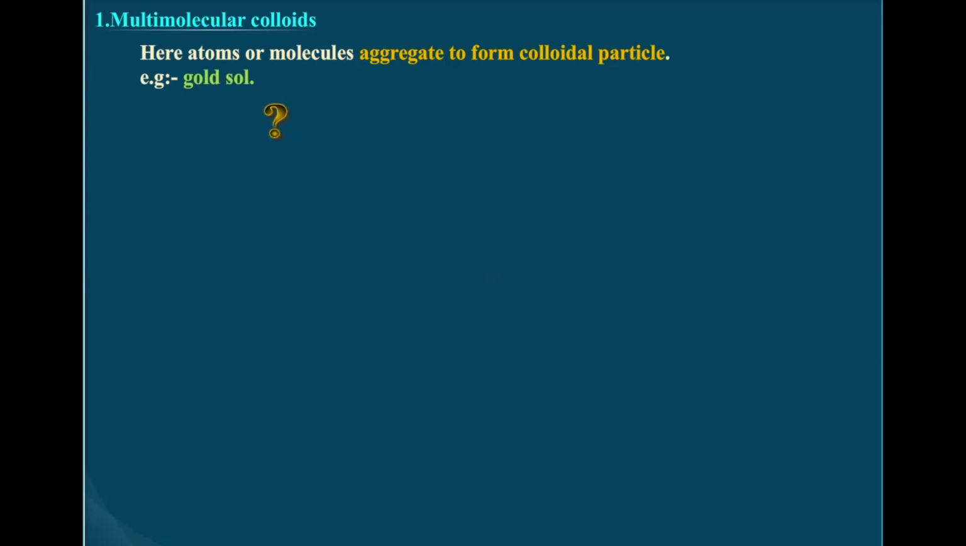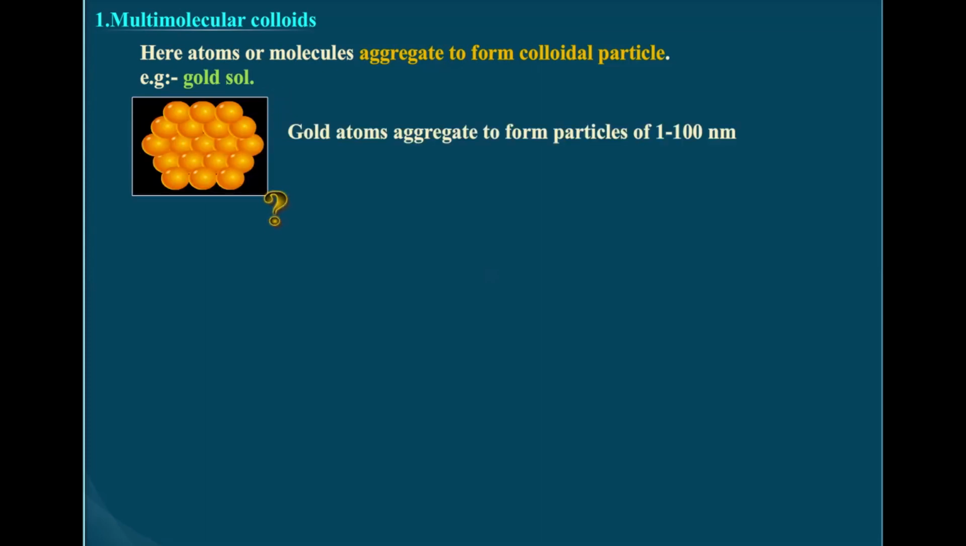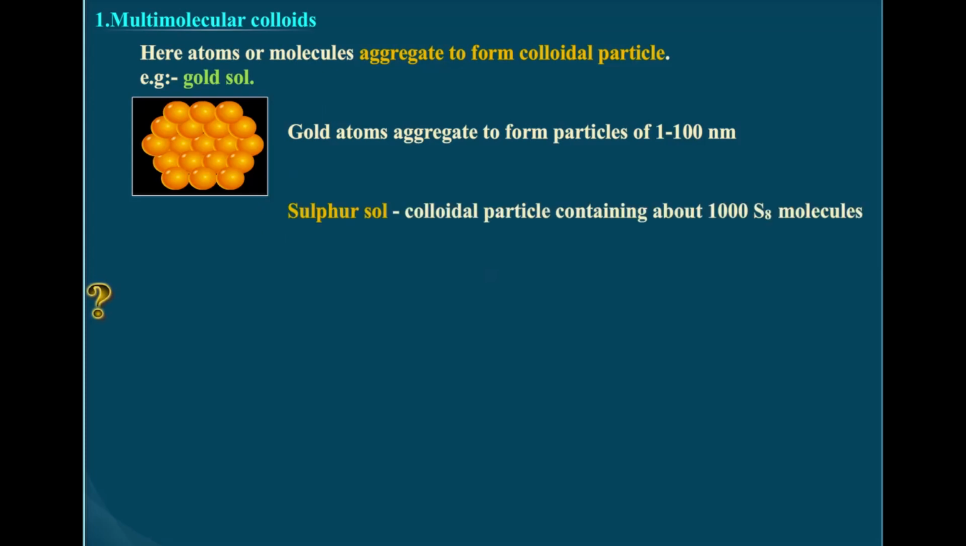So here atoms or molecules aggregate to form colloidal particles. Example, gold sol, sulfur sol, etc. Here you can find the gold atoms aggregate to form particles of 1 to 100 nanometers. So this that you can see becomes a particle of colloidal range. Sulfur sols are also colloidal particles containing about 1000 S8 molecules. They come together, they aggregate together to the colloidal range.